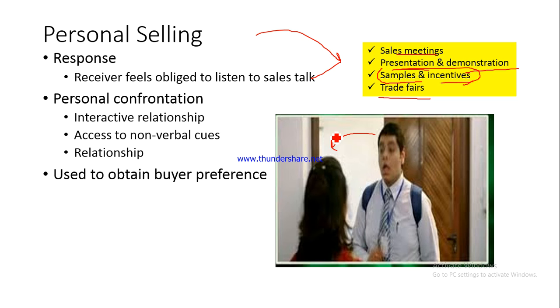Personal selling is many a times used to convince the buyer and to obtain buyer preference. You want to convince the buyer so that the prospect may start preferring your product, your brand, over other products and brands in the market. So you try to build conviction. I hope you remember conviction. I hope you remember what we discussed in our last session.